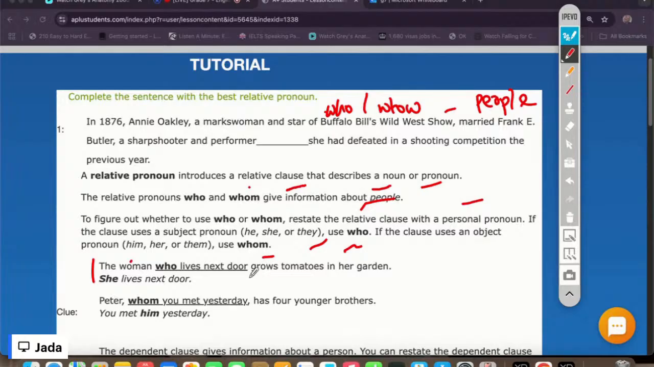Now, the woman who lives next door grows tomatoes in her garden. So we have who, right? You can restate it and say she, because you would say she lives next door. Then, Peter, whom you met yesterday, has four younger brothers. You met him yesterday. So him, then you would use whom.